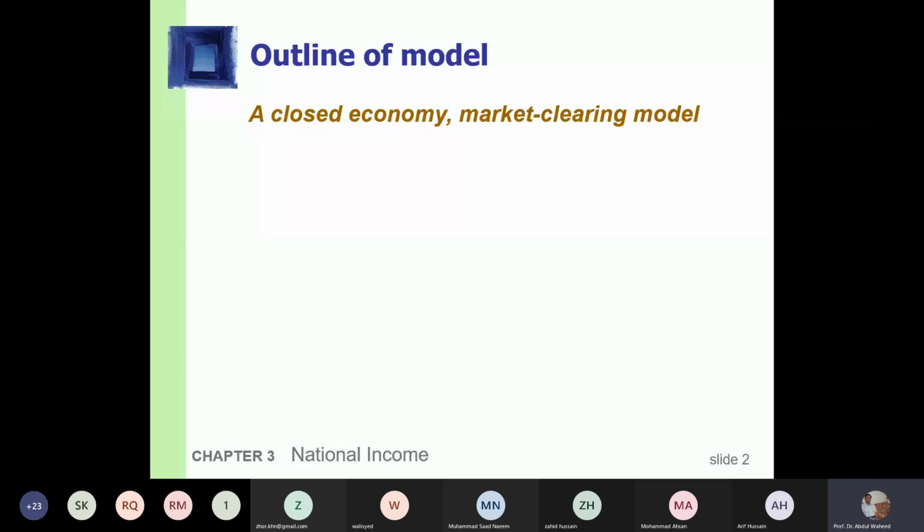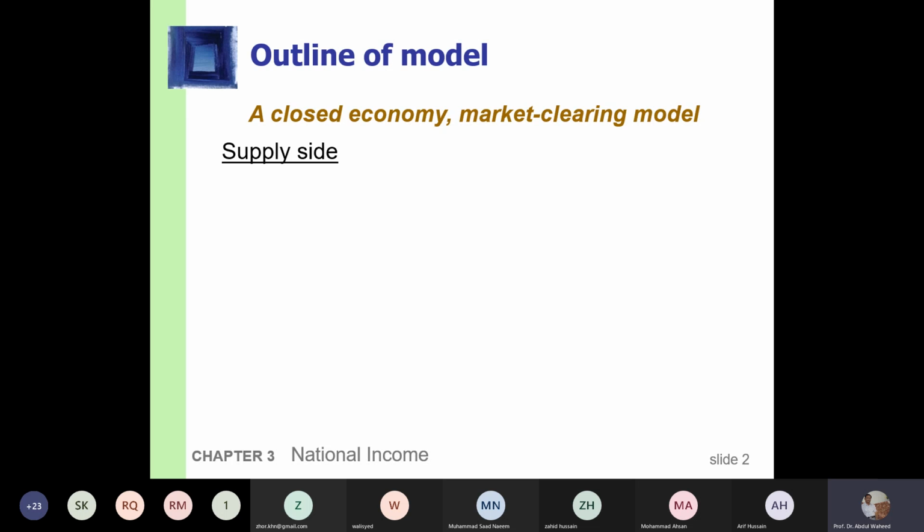So this is the model, and it's a closed economy model. When we say it's a closed economy model, it means there is no export, no import, no external sector. And it's a market clearing model. When we say it's a market clearing model, this means the market will clear whenever there is a disequilibrium in the market. So there will be a price adjustment in this case.